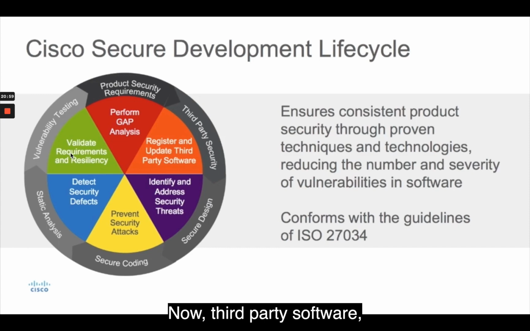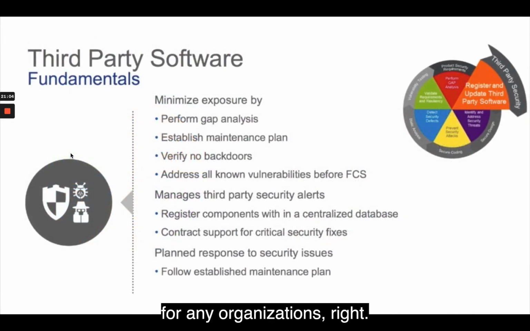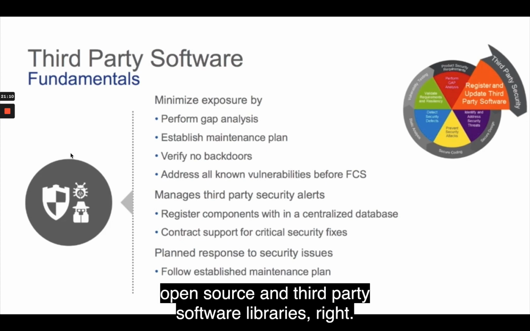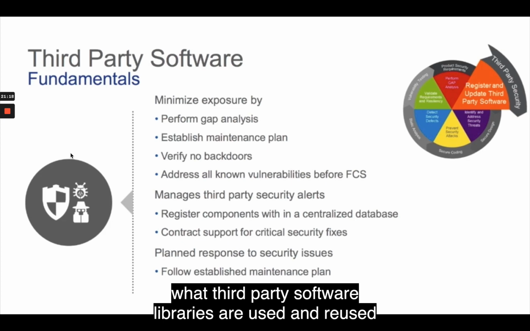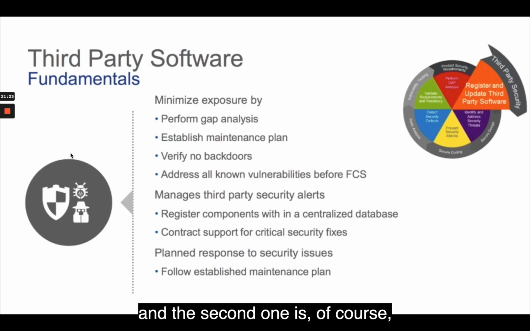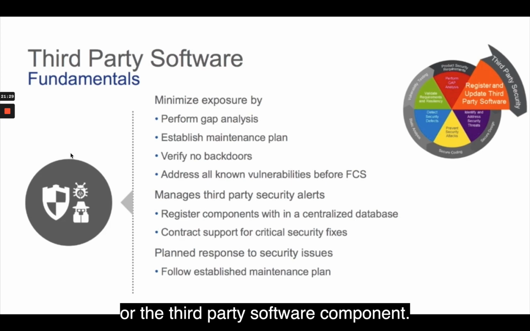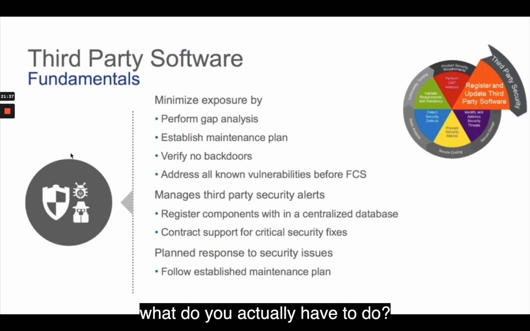Now, third-party software and open source security is one of the most important tasks for any organization, right? Most of today's organizations use open source and third-party software libraries, right? And this creates two requirements on the product security team. The first one is to know what third-party software libraries are used and reused within your company and where, right? And the second one is, of course, to patch any vulnerabilities that affect such a library or third-party software component. So, for example, if there's any vulnerability in OpenSSL or NTP, and it's disclosed today, what do you have to do, right?